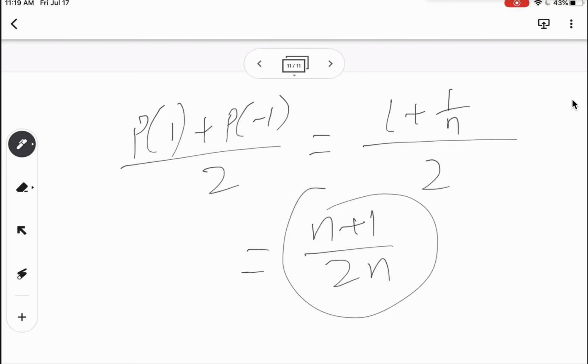That may have seemed like it took a long time, but once you're more familiar with generating functions, you should be able to see this very quickly and just be able to do this solution very quickly, right? You should just be able to notice that you want to find (P of 1 plus P of negative 1) over 2, and you should plug in 1 and negative 1 and see that you can actually evaluate these two numbers very easily. Okay, let's look at another example.